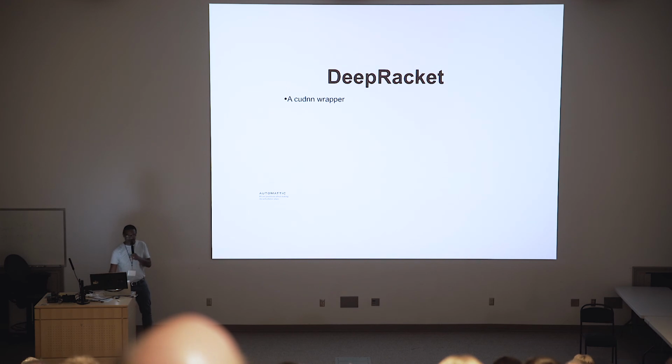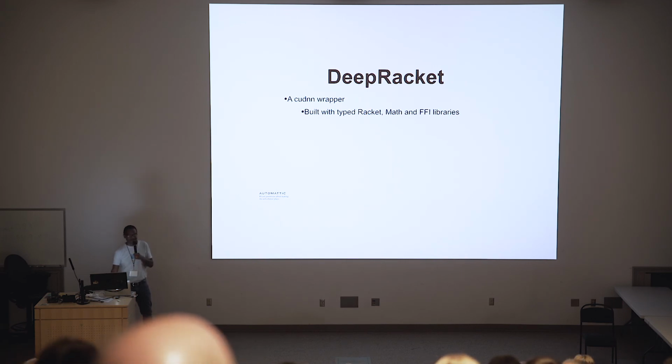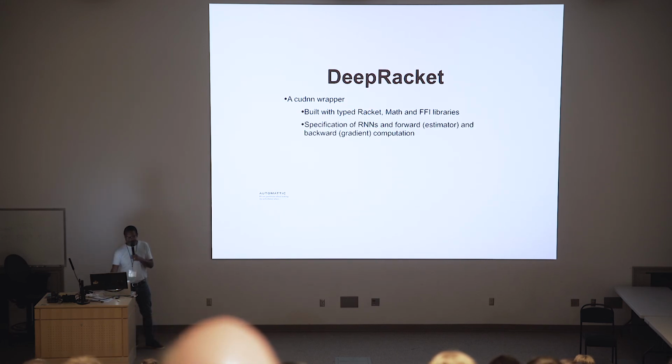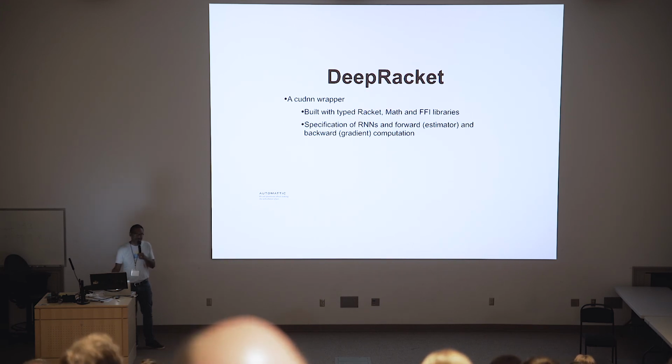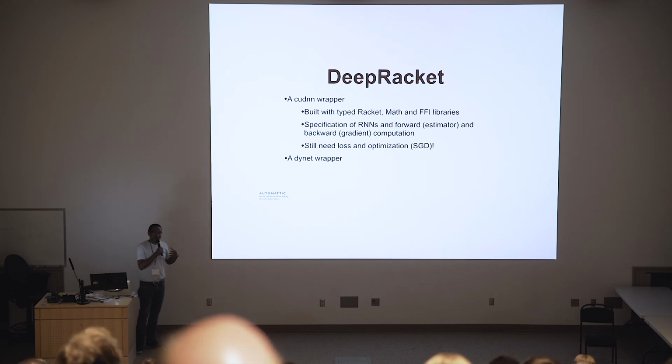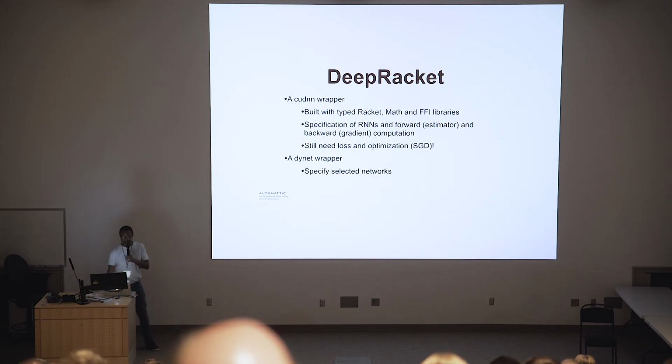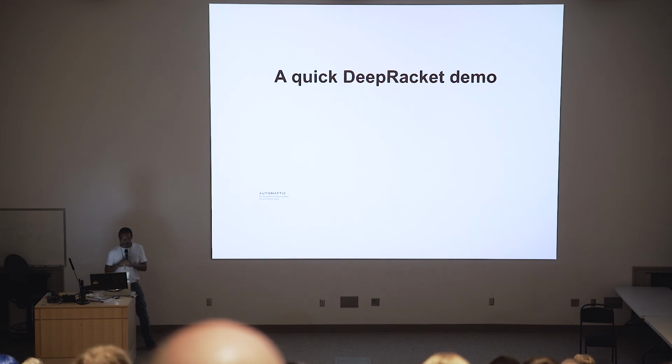So my progress so far is a very simple CUDA library. It's built with the foreign function interface and just put a typed Racket wrapper around it. And what I can do so far is specify these recursive neural networks, and I'm still working on getting the optimizer tied into the loop. I've also got running some really toy cases of putting a dynamic neural network system together.